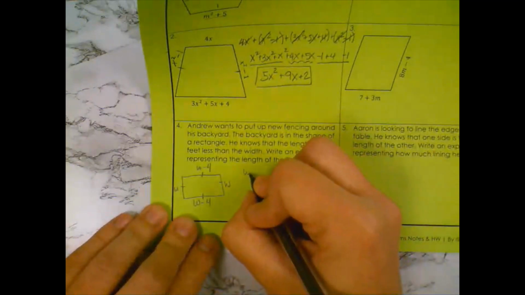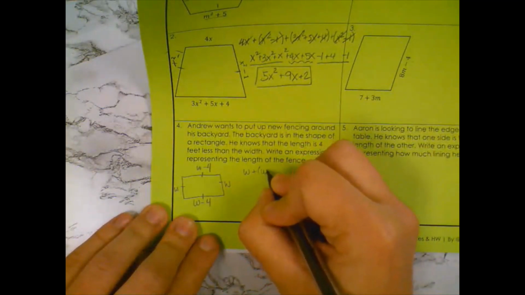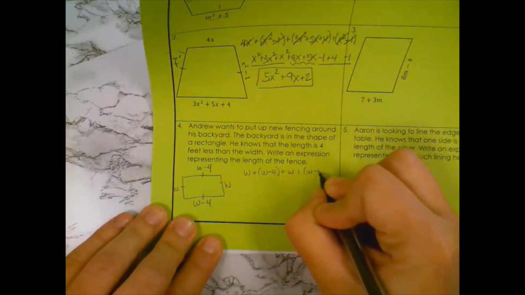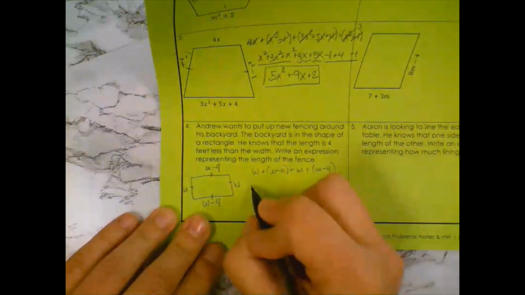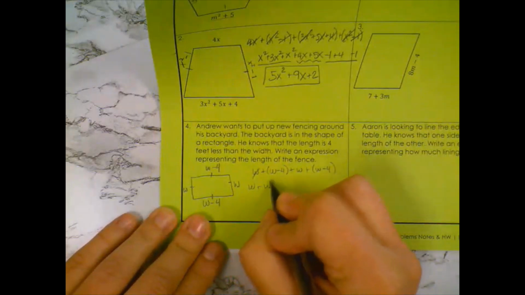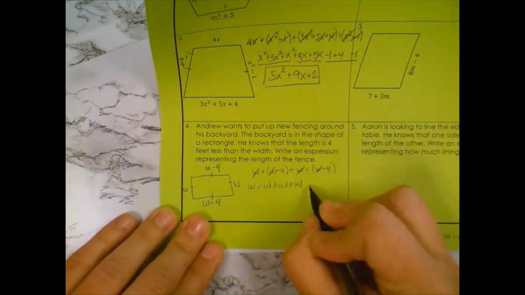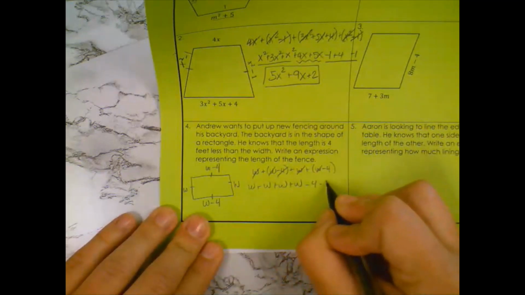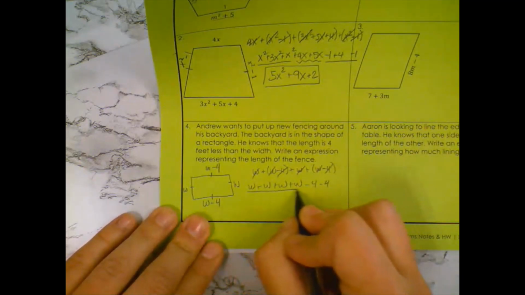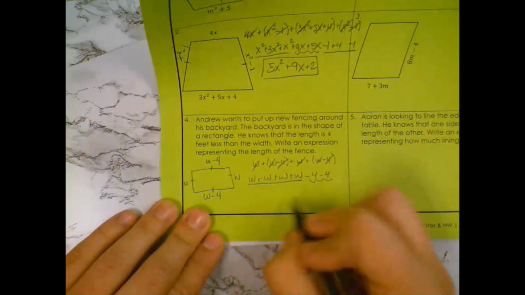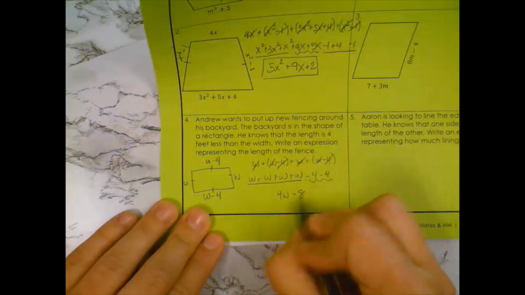Okay, W plus W minus 4 plus another W plus W minus 4, right? All 4 sides. So we have W plus W plus W plus W, a minus 4 and a minus 4. All of these are like terms. So 1, 2, 3, 4, we have 4W minus 8. And we're going to leave this one and number 3 for class.